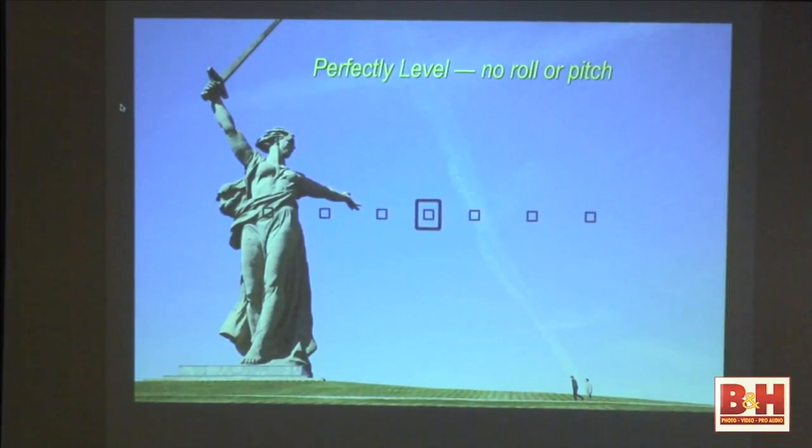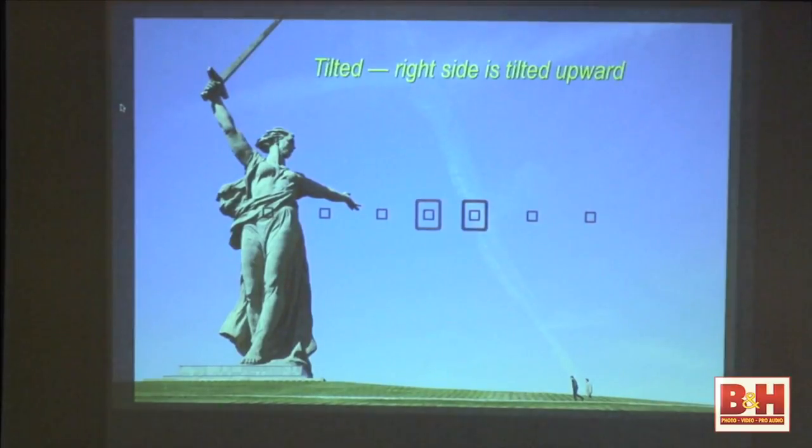If I start to tilt the camera a little bit to the side, I'm going to start to get this. And as we move off center, it means in this case that the right side of the camera is progressively tilted up. If I tilt the front of the camera up, I start getting this.